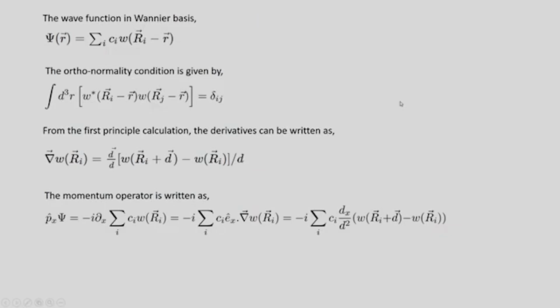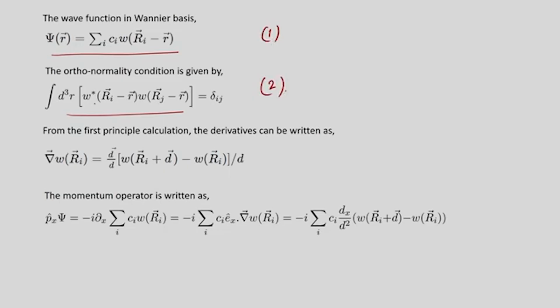Okay. So we write down the wave function in the Wannier basis. The wave function is of this form, where these c_i's are the operators and these W's are the Wannier wave functions, and the Wannier functions are localized at some sites which are given by this R_i. These obey the orthonormality condition which is given by this equation. So let us call this equation 1 and this equation 2.